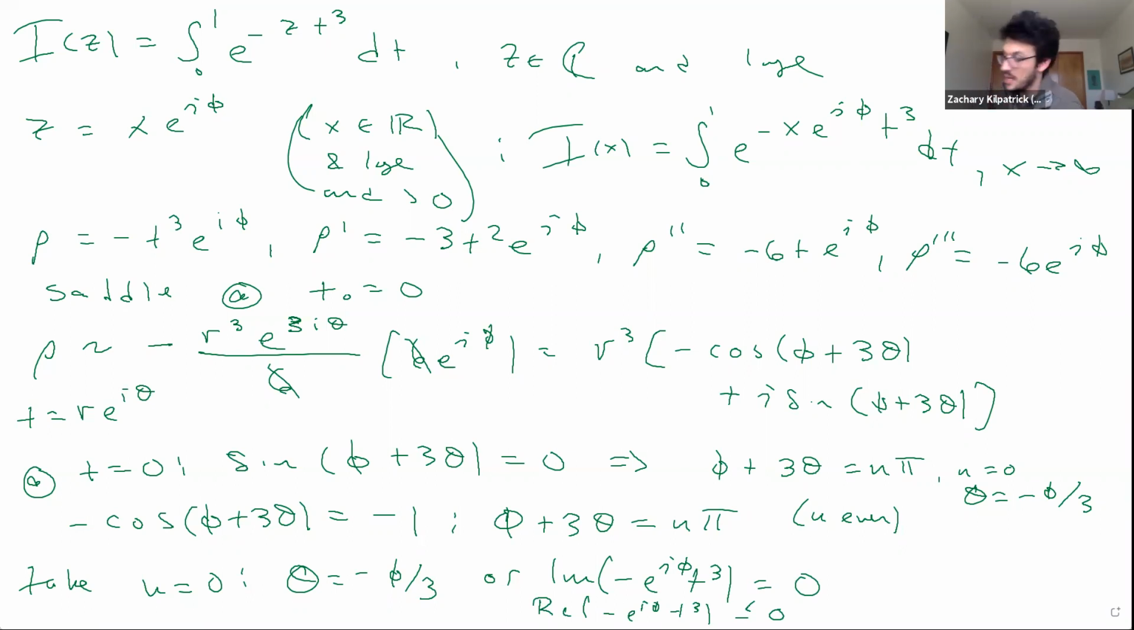So that means that taking these together, what we can do is we can parameterize our curve as e to the i phi t cubed is equal to tau, where tau goes from 0 to infinity. So that'll be the curve that we integrate along, okay, for our contour emanating from the saddle point.